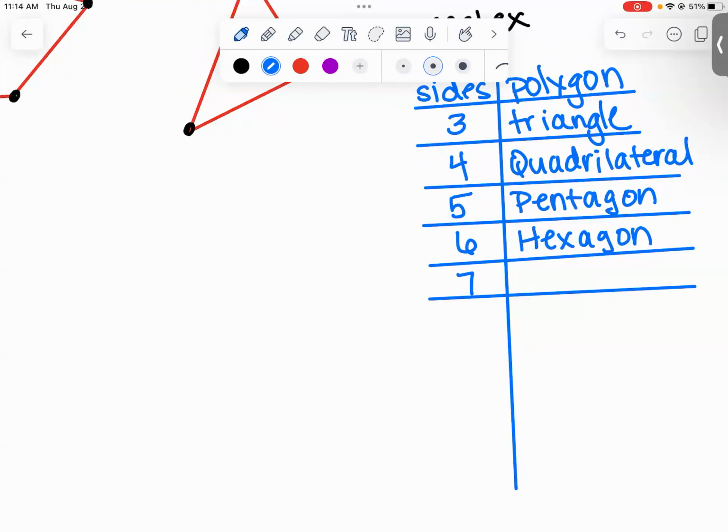All right, seven. It is not sept, but how about with an H? Heptagon. And I know you all know the next one. What is it, Sam? Octagon.